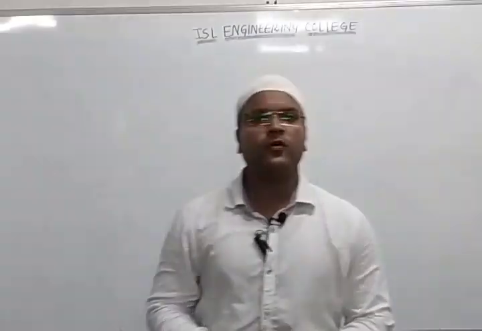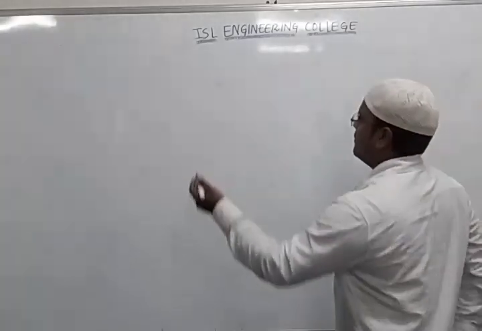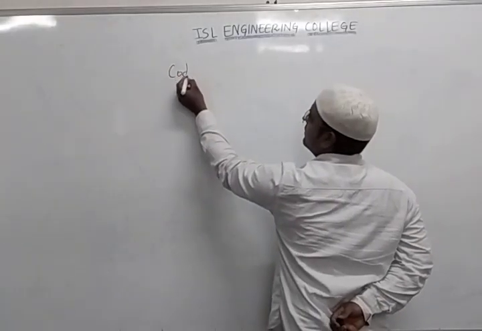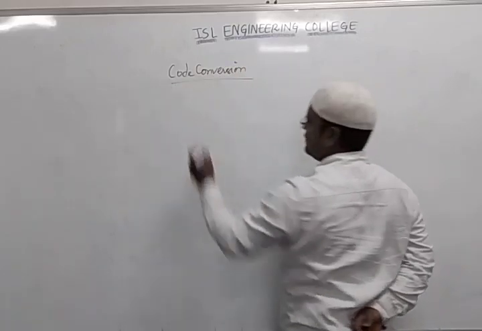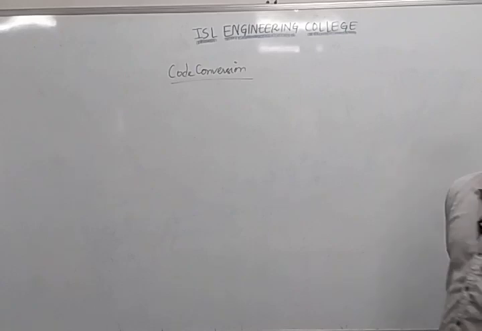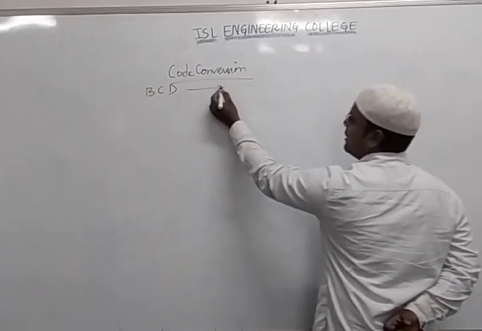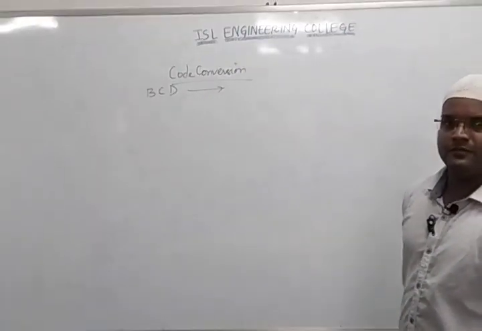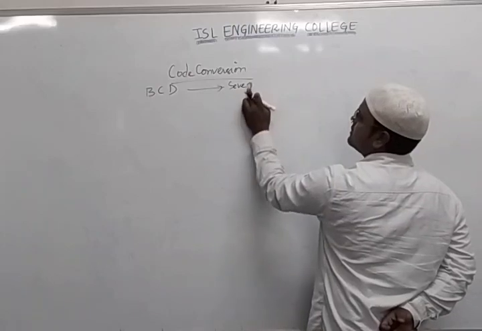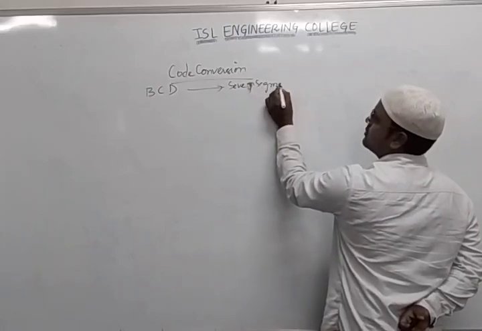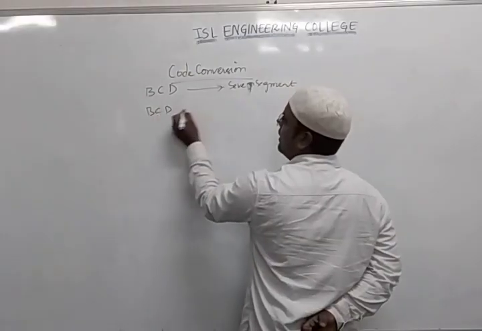In today's class we are going to discuss code conversions. First thing we are going to discuss is code conversion. So basically, what is the meaning of code conversion? Code conversion is nothing but we have different system codes, like BCD codes, and we try to convert them into different formats, like 7 segment display code, or BCD code to Excess 3.